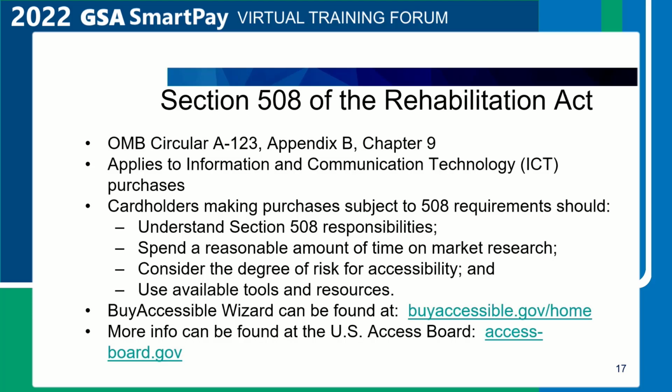When making a micro purchase of information and communication technology, make sure that the available accessibility information applies to the versions of the products to be purchased. The Buy Accessible Wizard is a web-based application, and this can make it easier to buy these types of products and services and thus comply with federal requirements for Section 508.